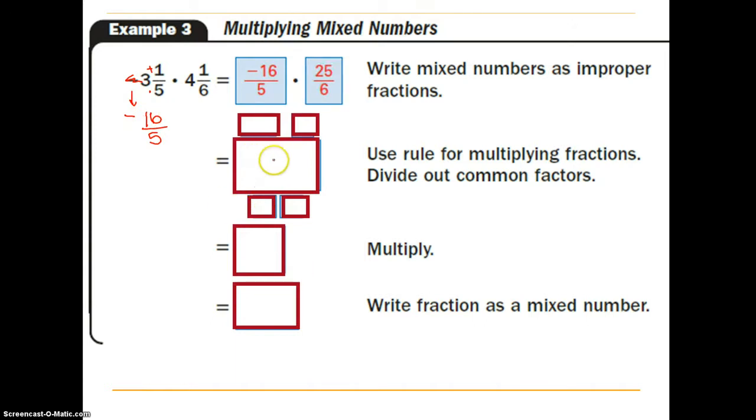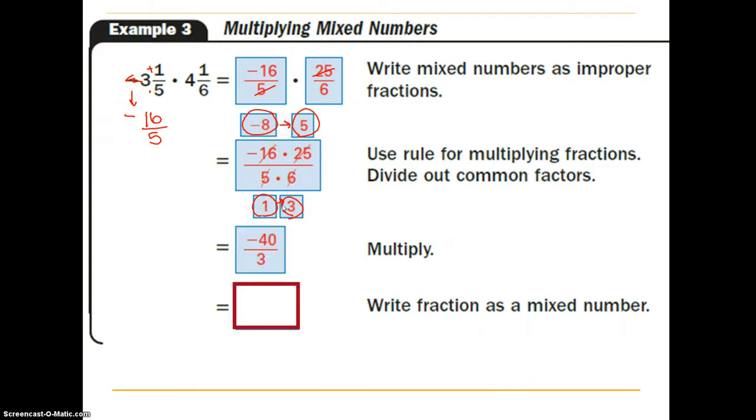Again, they're going to divide out common factors. Look at the numerator and denominator, 5 and 25, 16 and 6. 16 and 6 divided by 2, negative 16 divided by 2 is negative 8. 6 divided by 2 is 3. Then I circle these to keep track of which ones I'm multiplying. And then 25 divided by 5 is 5. 5 divided by 5 is 1. So I'm multiplying negative 8 times 5 and 1 times 3, which is negative 40 over 3.